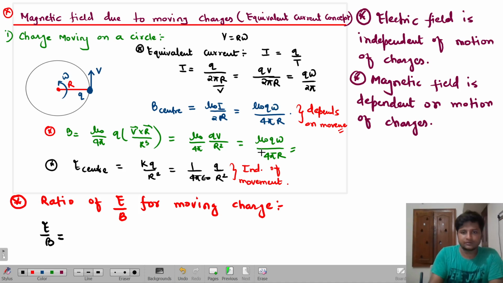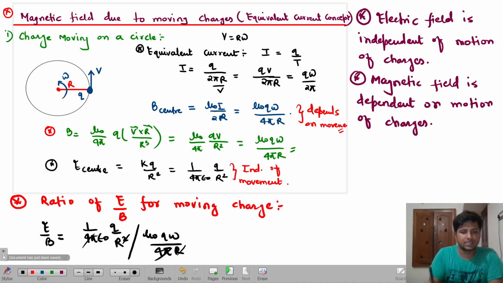So what I'll be left with, if you look over it, let us write E is 1 by 4 pi epsilon naught Q by R square, while B is mu naught Q omega by 4 pi R. 4 pi cancel, R cancel, Q cancel. So I got what? 1, wait, it will be 1 by epsilon naught mu naught omega into R.